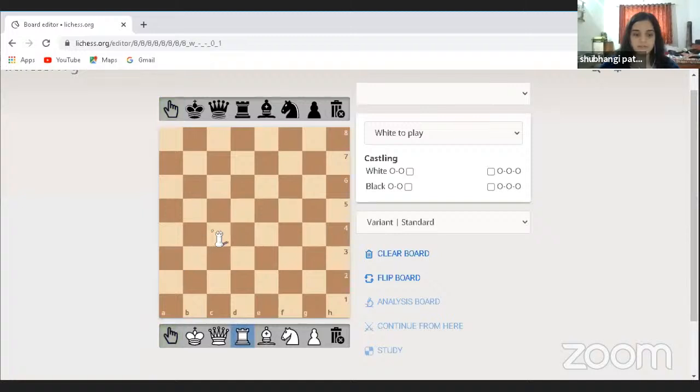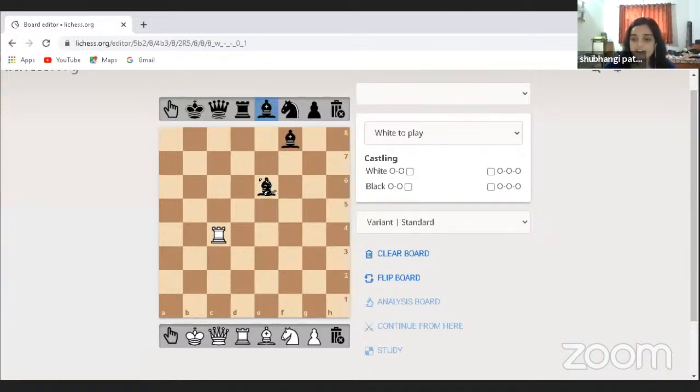Let's say my rook is here and black's bishop is here. Now on this chessboard you can see that this black bishop can kill this rook, right? Because a bishop kills diagonally. So how will we write this move when a piece kills another piece?